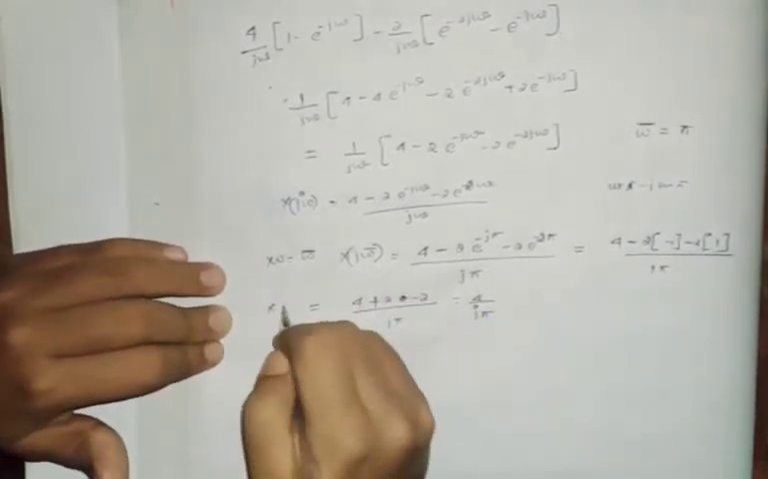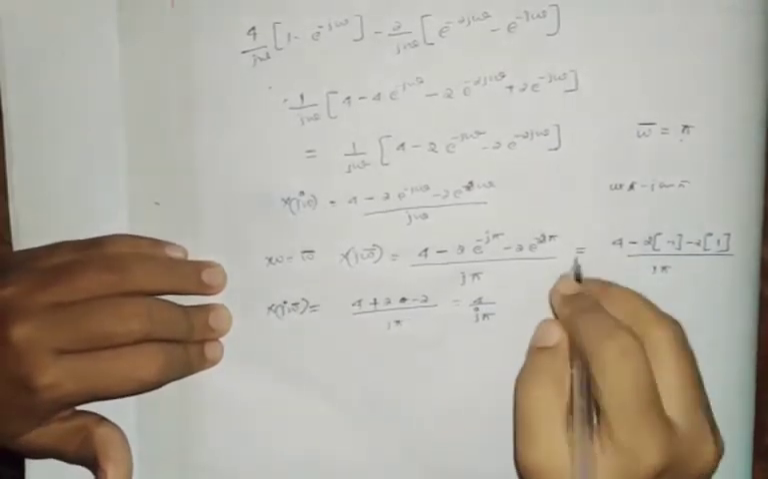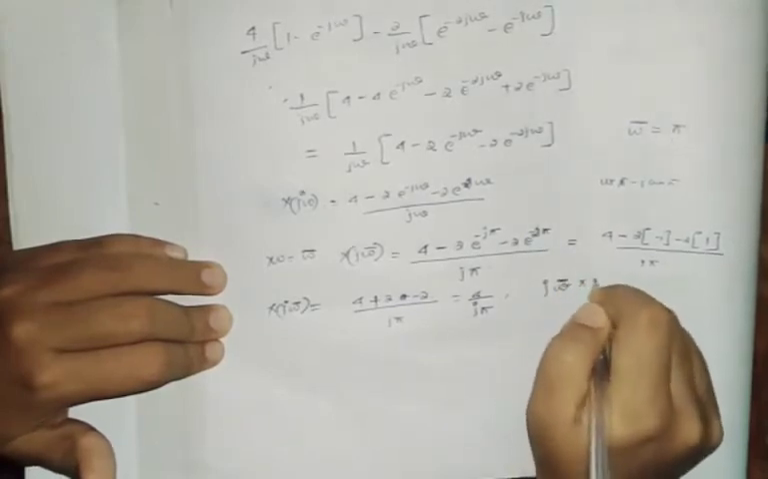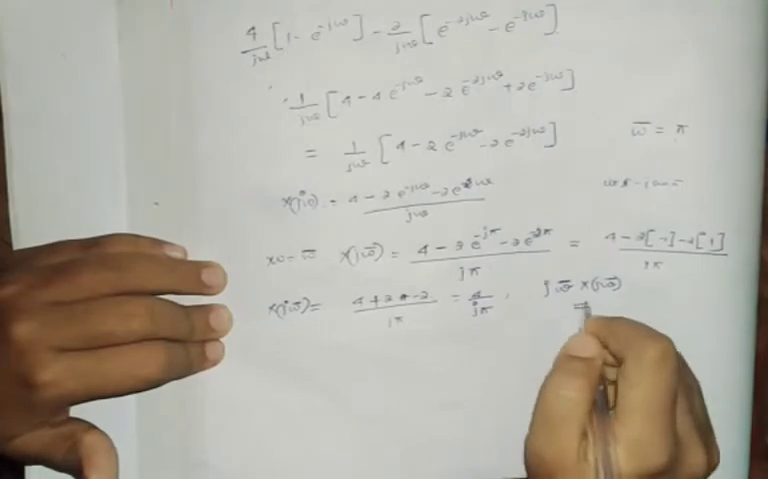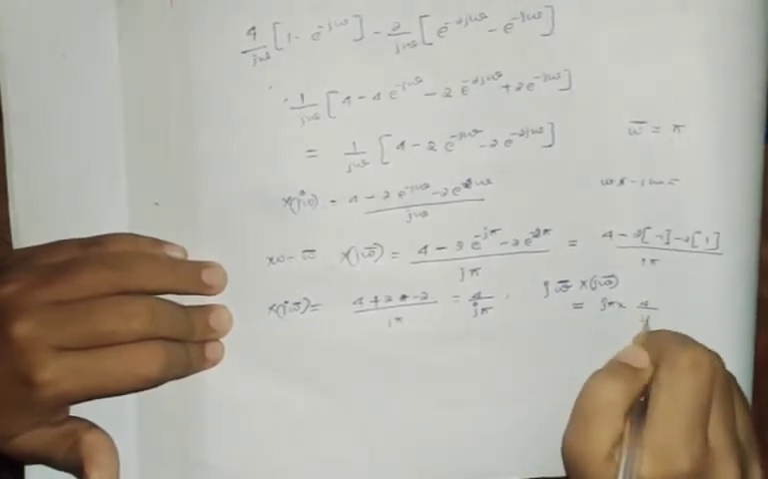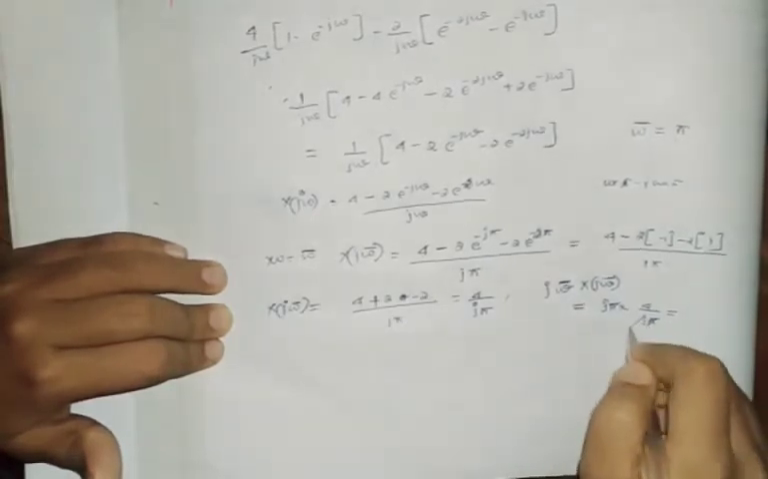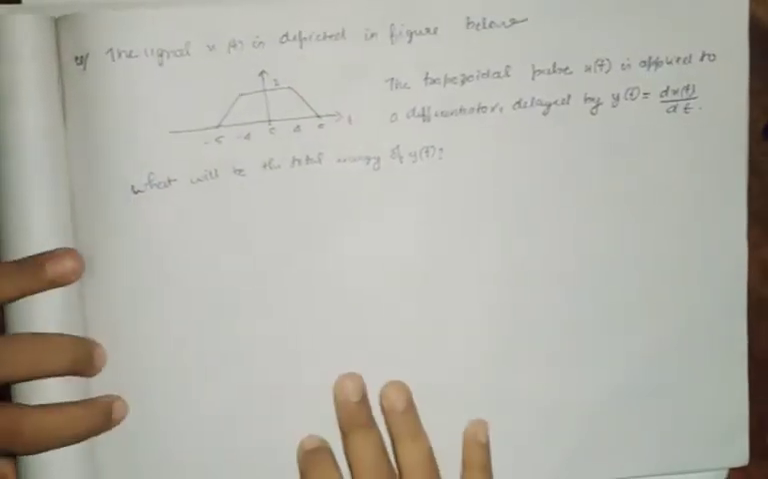And again this is x of j omega dash. So in the question we have to find out j omega dash into x of j omega dash, right, which is equal to j pi into 4 divided by j pi, that is equal to 4. So 4 is the answer. Okay, now let's do the next question.